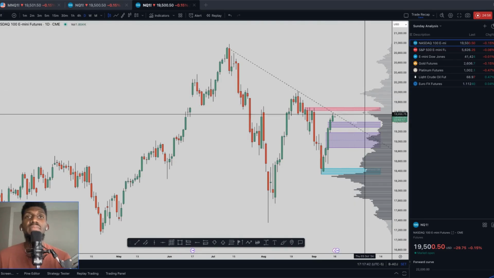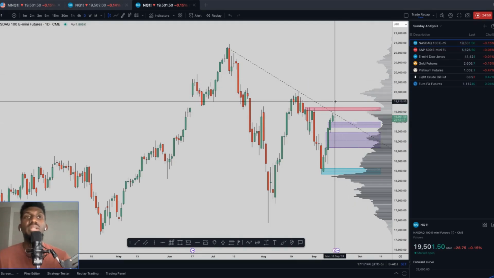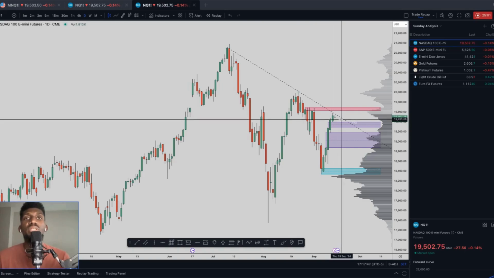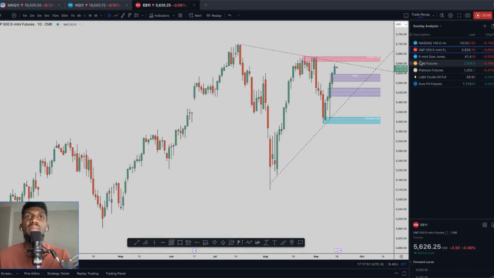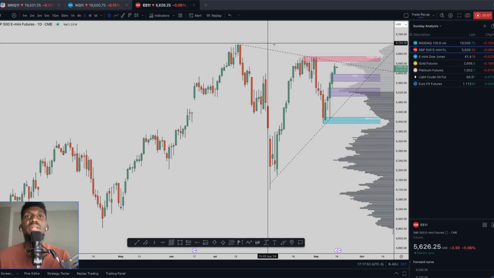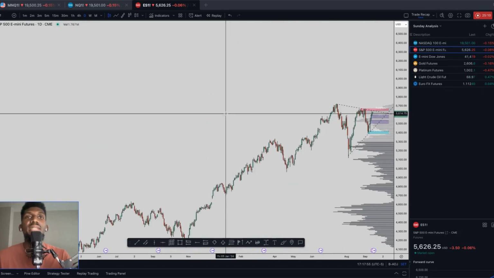If we break these levels, then we will see this skyrocket. However, right now we're at a decision level. We could reject here. We have a lot of different catalysts for both ways. Same thing with the S&P 500. However, the S&P 500 is at an all-time high. There's nothing higher than this.